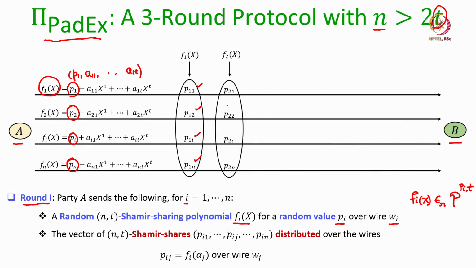In the same way, the second polynomial is evaluated at alpha 1, alpha 2, alpha n, and the resultant values are sent across the n channels to the node B, and like that the nth polynomial is evaluated at alpha 1, alpha 2, alpha i, alpha n, and sent to the node B. That is round 1. So, to summarize, in round 1 n polynomials are communicated, and the values of those n polynomials at n distinct points are also communicated.